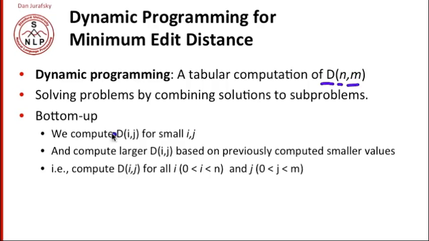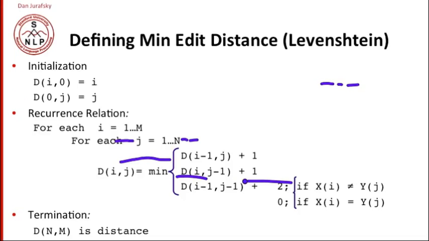The intuition is very simple. For small prefixes of length i of string x and j of string y, we'll compute the distance between those strings, and we'll compute our larger distances for larger strings based on those previously computed smaller values. In other words, we're going to compute the distance D(i,j) between prefixes of string x of length i and prefixes of string y of length j for all i and j, and we'll end up in the end with the distance. So let's look at the actual equation.